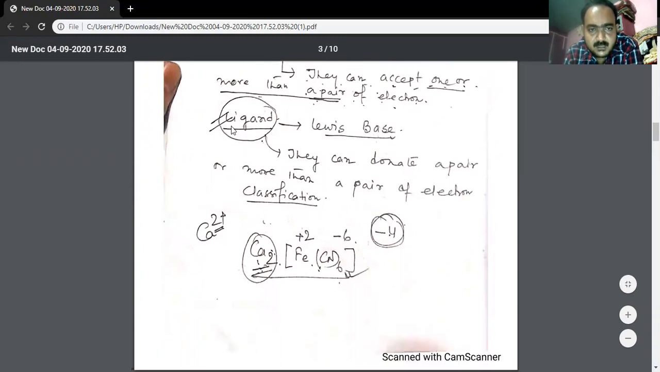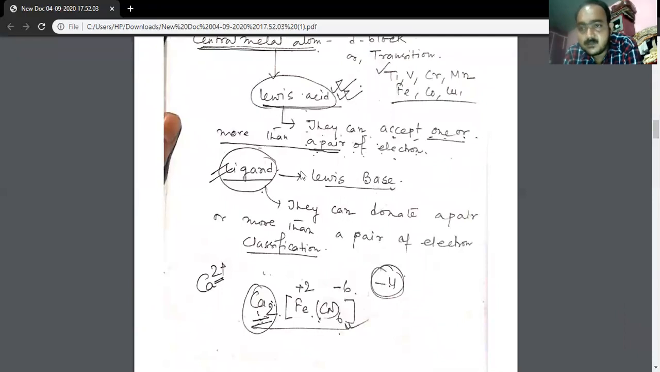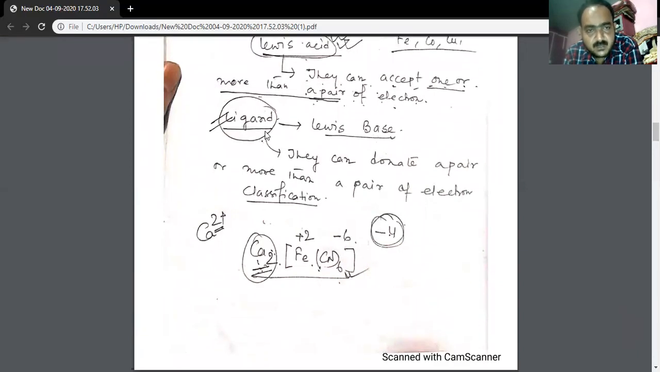So the counterpart, that is the ligands. Ligands are the Lewis bases. We can see from the definition, they can donate a pair or more than a pair of electrons. That means, according to the Lewis acid base theory, the substances which can donate a pair of electrons or more than a pair of electrons are known as Lewis bases. So ligands are the Lewis bases.